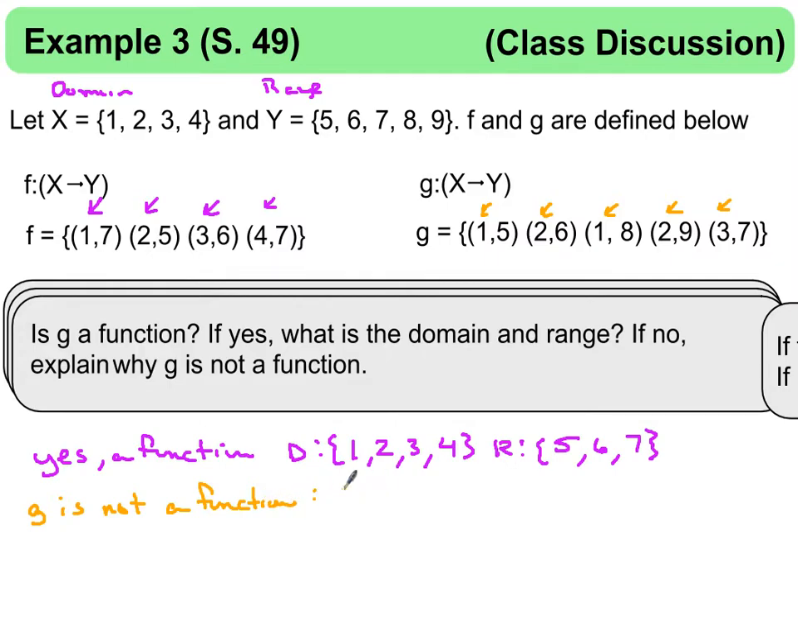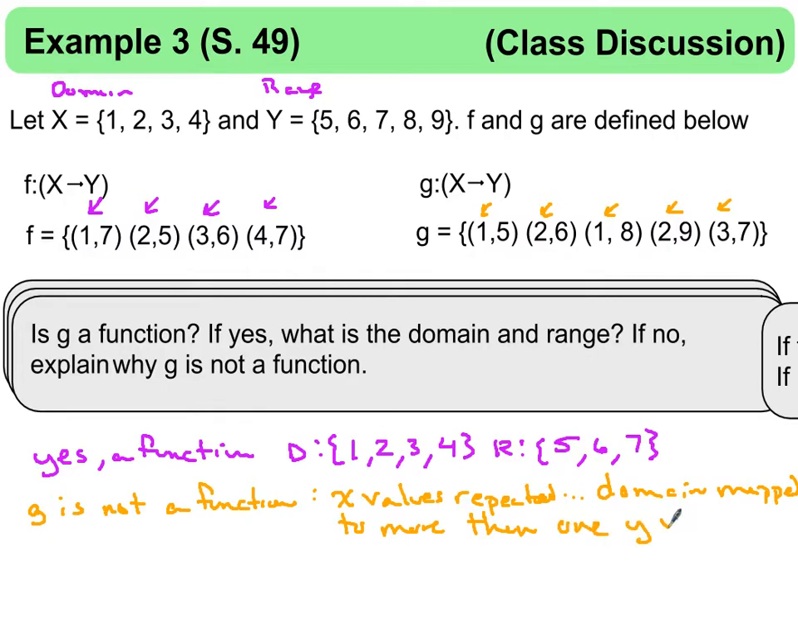And the reason why is that X values repeated. Now, if we want the technical definition, we would say that the domain mapped to more than one Y value. And we don't want that to be the case.